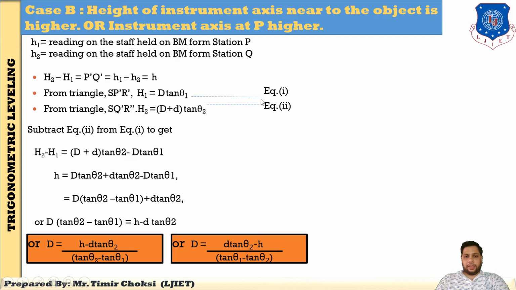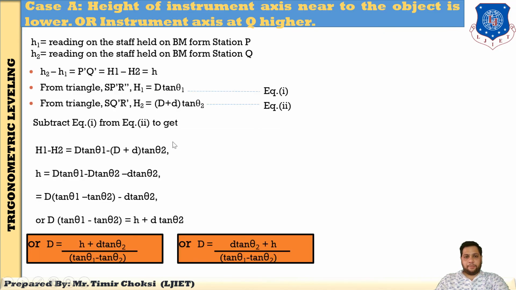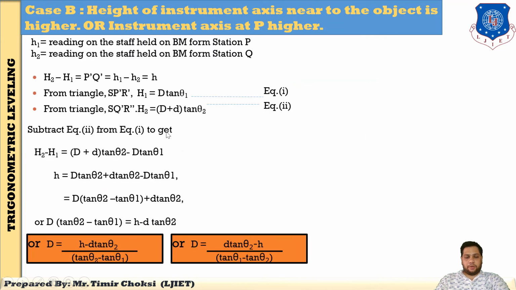So you are getting equation number 1 and equation number 2. I have already explained this in detail in a previous case, so in our case you can directly write this formula. From triangle S P' R', you get the value of H1, and from the second triangle you get the value of H2. Now subtract equation 2 from equation 1.